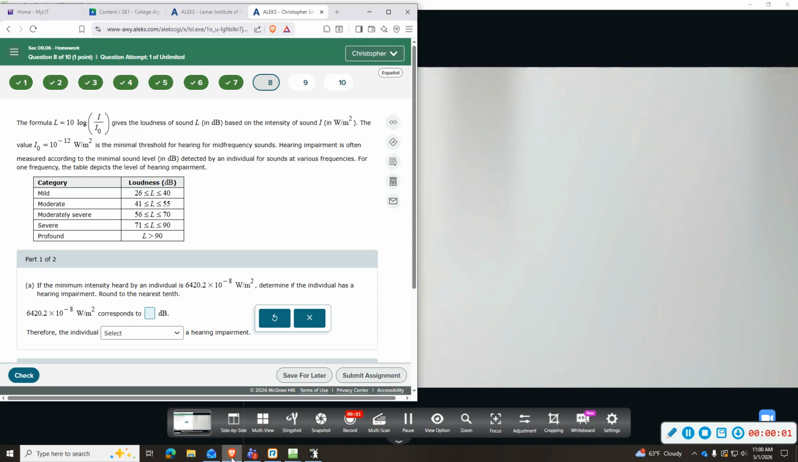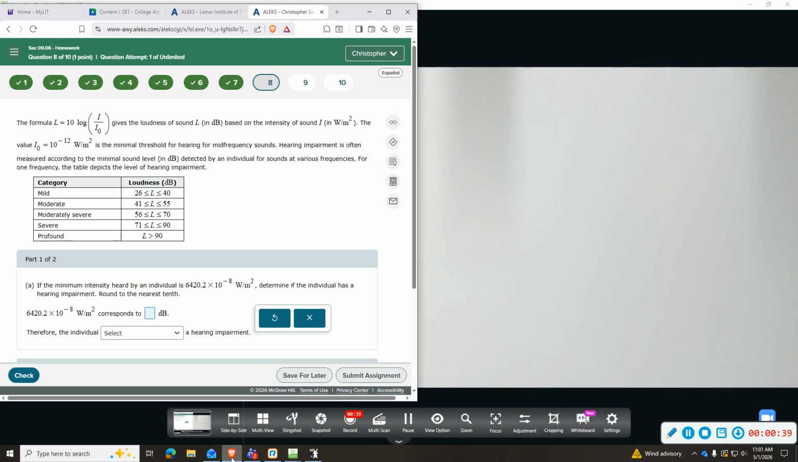All right, question number 8. It tells us the formula L equals 10 times log of I divided by I naught. It gives the loudness of sound L in dB based on the intensity of sound I that's measured in W over m squared. The value I naught is equal to 10 to the negative 12, and that's W divided by m squared. That's the minimal threshold for hearing for mid-frequency sounds.